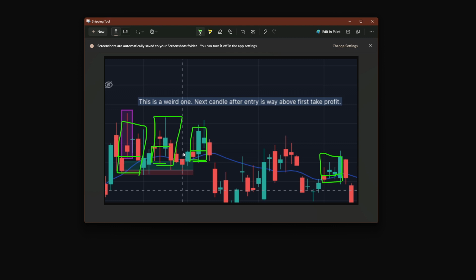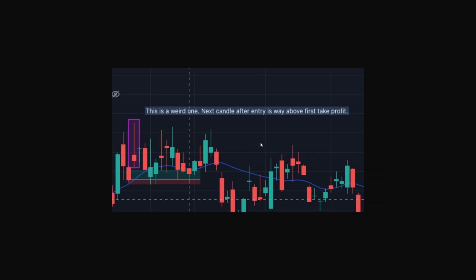So maybe 2 successful entries, maybe 2 that you pass on because there's wicks, maybe you just don't touch any of this because there's wicks. I just don't like the chart.